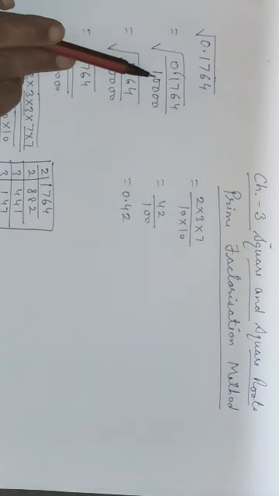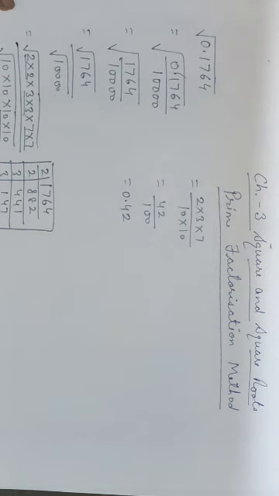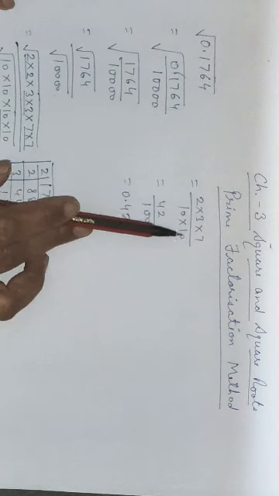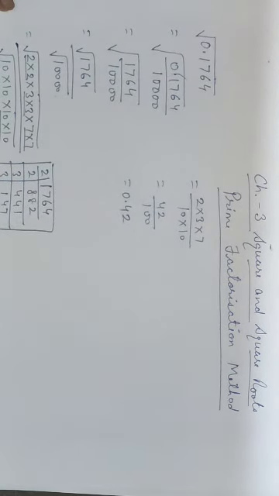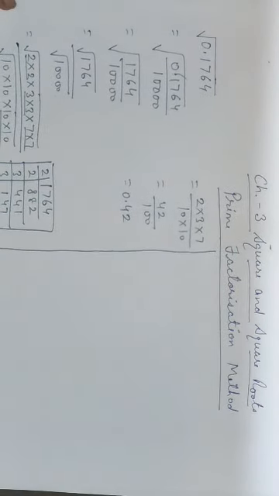This is how we will find the square root of a decimal number. First step, remove the decimal. Second step, find separately the factors of the numerator as well as the denominator. Make pairs of the same number. Take one number out of each pair, multiply and write the answer in decimal form. So this is how we will find the square root of a decimal number.